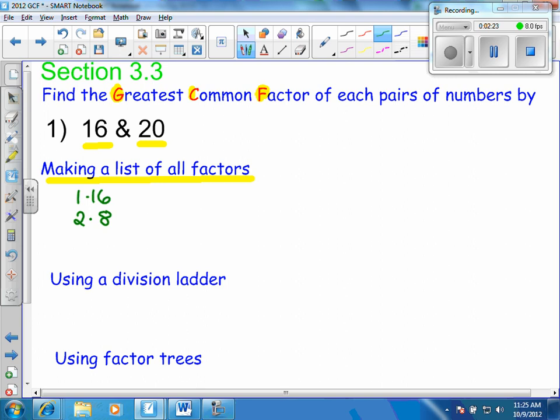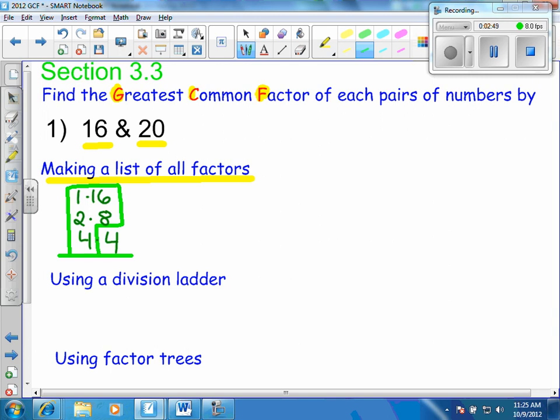Does 4 go into 16? Do you agree, Jason? How many times does 4 go into 16? 4 times 4. Right, Sam? Does that make sense? So there's the repetition. Remember we talked about repetition? Once you have repetition, then you know you have all the factors. So the factors of 16 would be those.